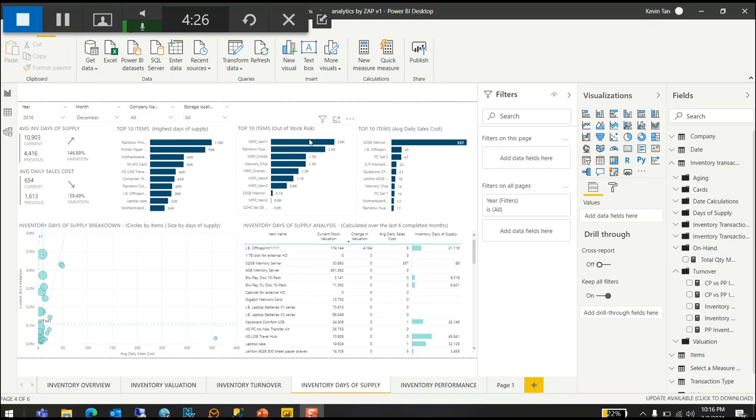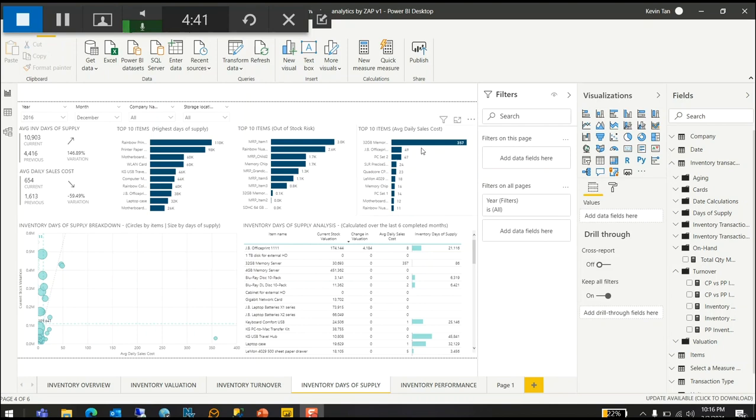If we look at the top 10 items, those that are out of stock risk, we only have a few items that potentially might be out of stock. But after those three items, the majority of them are high again. So this tells us that we've got too much stock in our warehouse.